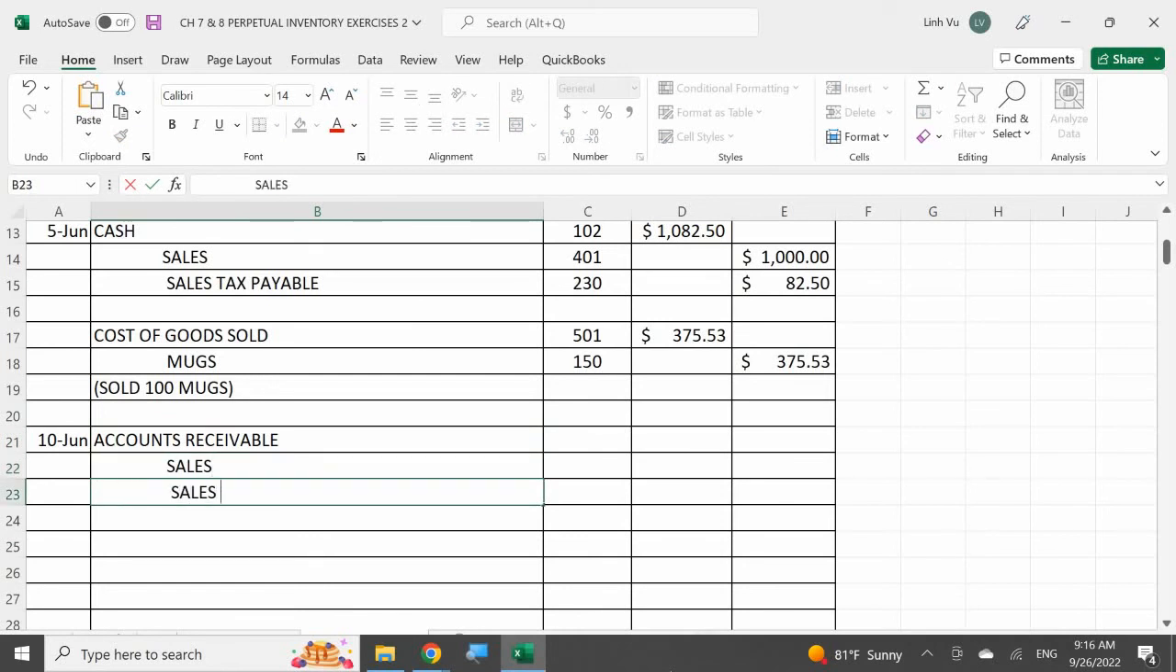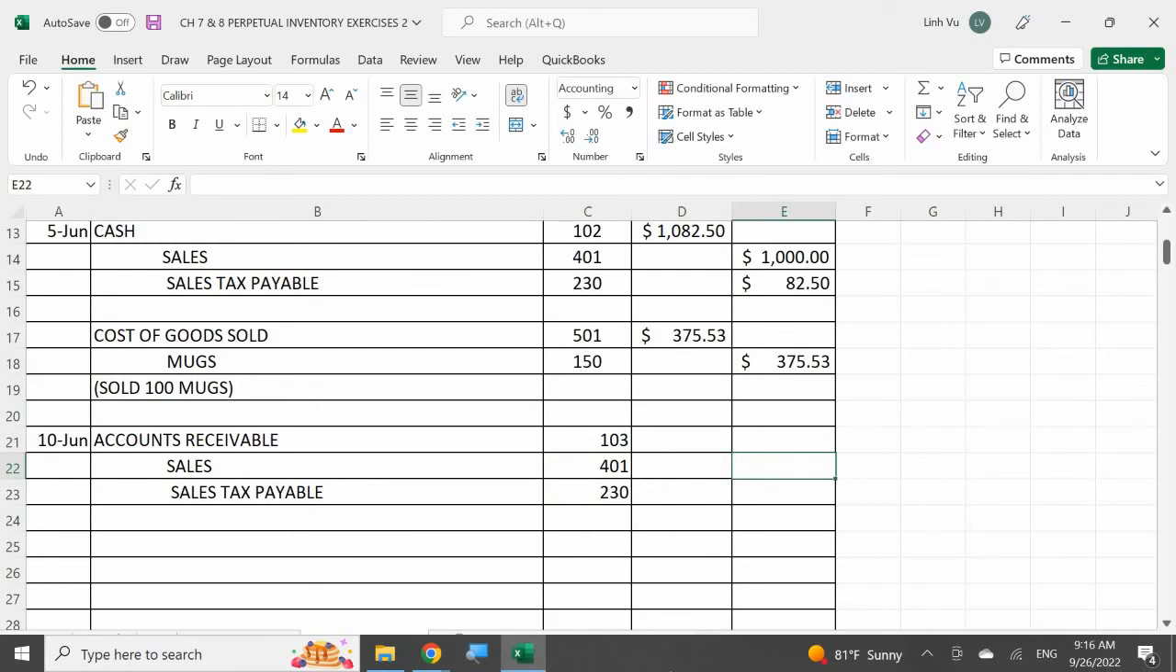So that's the first thing you have to do: you have to recognize what the transaction is at hand. In this case, we need to sell the product first before we can take it out of inventory, right? We can't take it out of inventory first if we haven't sold the product yet. So the first thing we're going to do is 103, sales is 401, sales tax is 230. So if I sold 250 mugs at $10 each, what is my total sales?